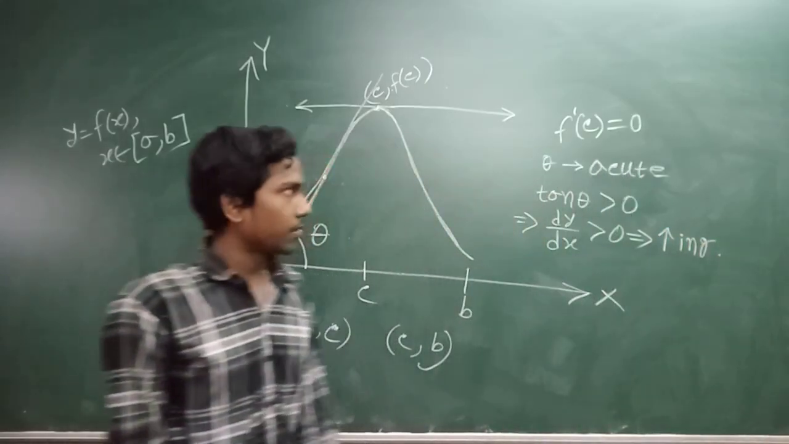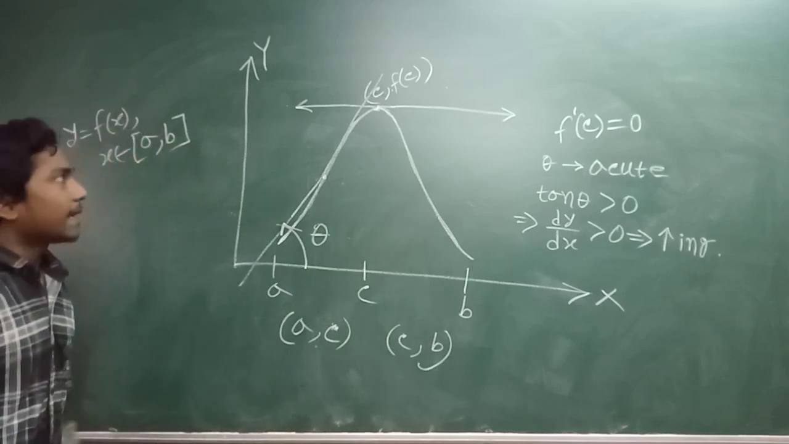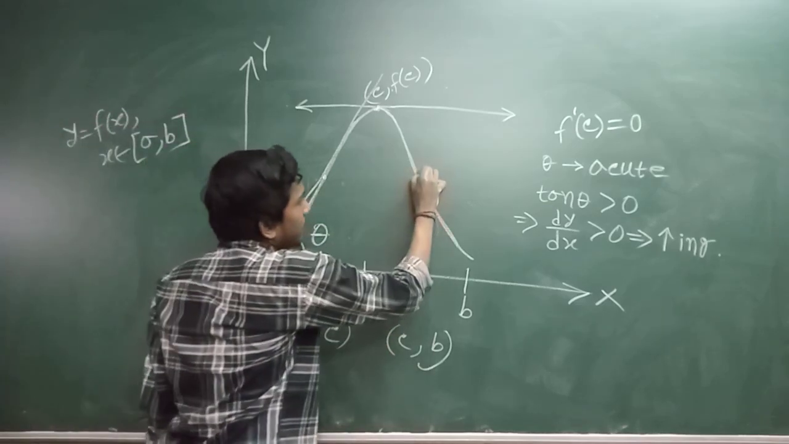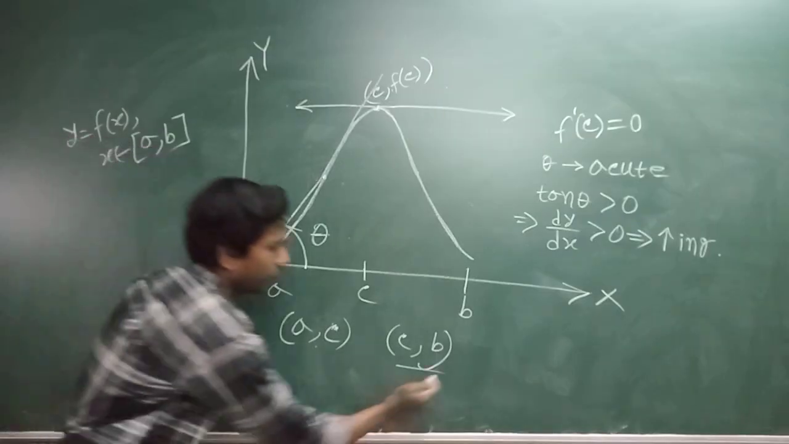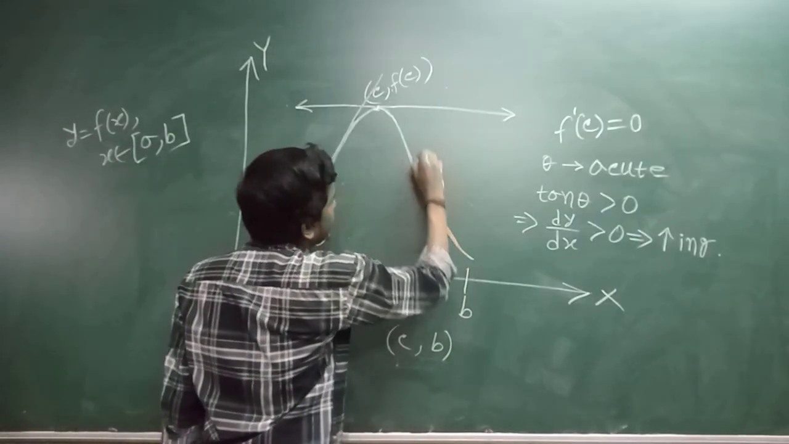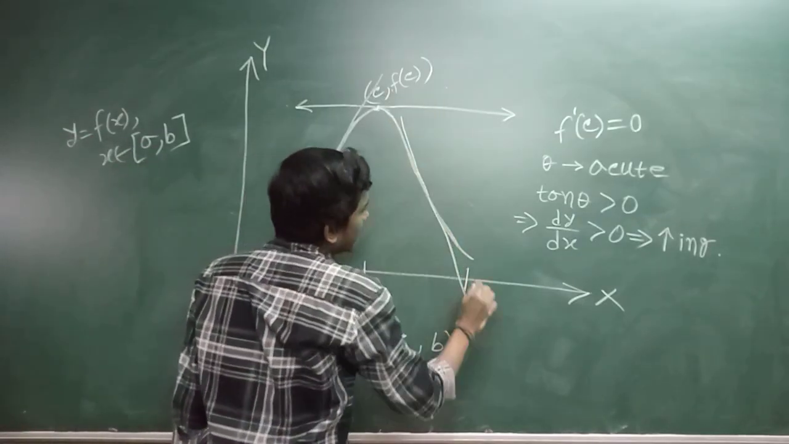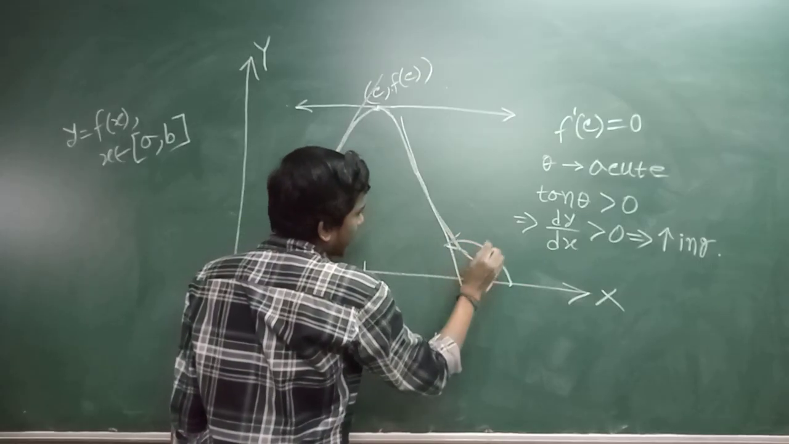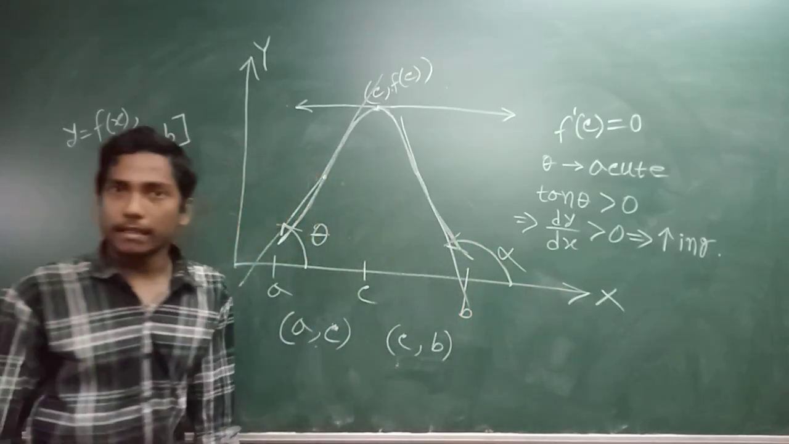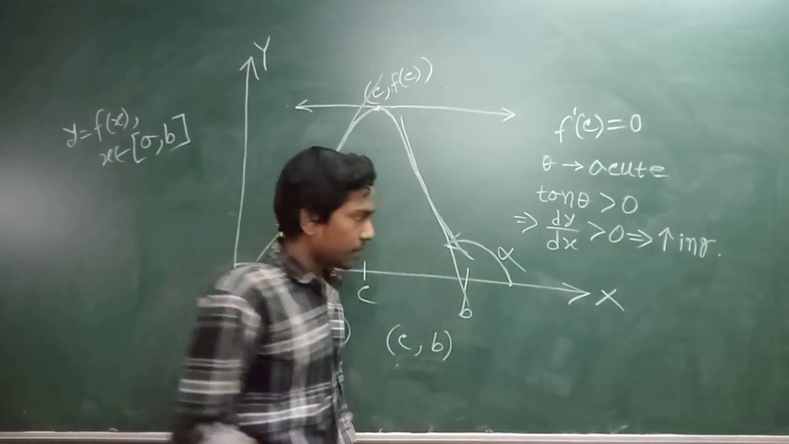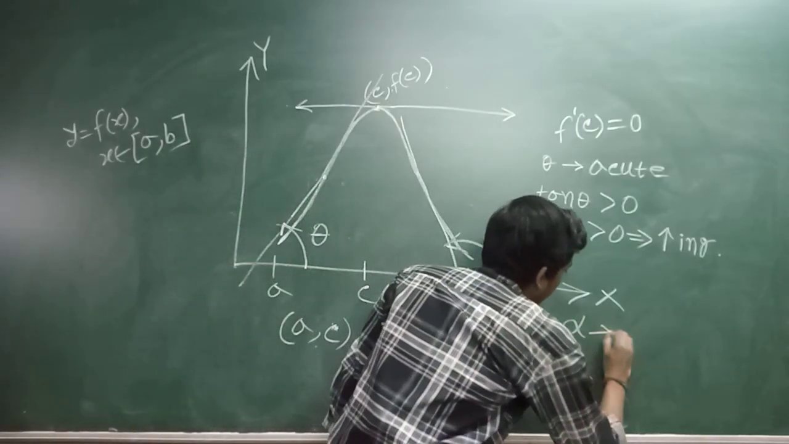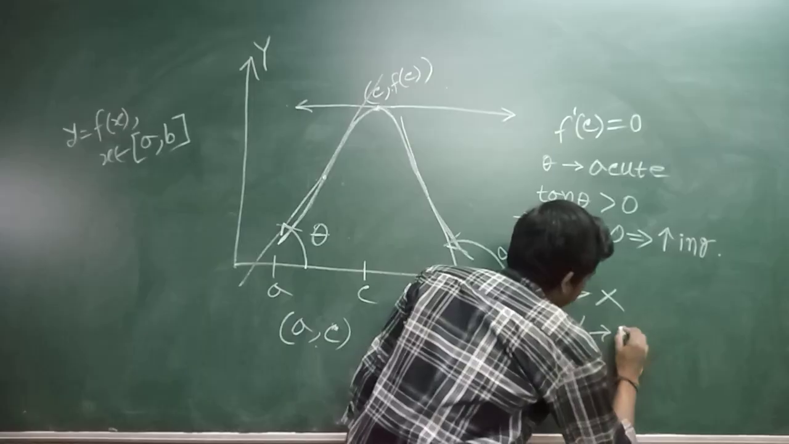Now again, if we draw a tangent at any point in this open interval (c, b), then this tangent makes an angle say alpha with x-axis, and alpha is an obtuse angle.